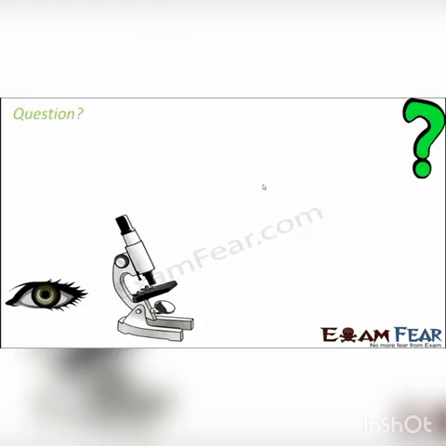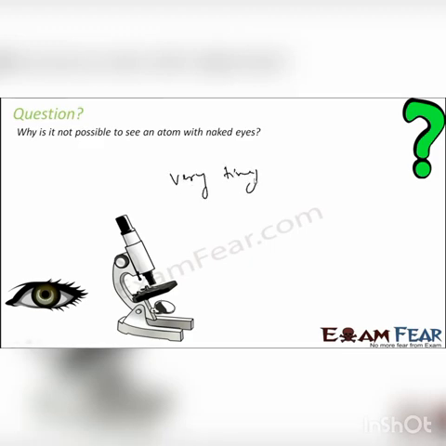Okay, let's take some questions here. Why is it not possible to see an atom with the naked eye? These atoms are very small, very tiny actually, and they are measured in nanometers, 10 to the power minus 9 meter. They are so small that you can't see them with the naked eye.